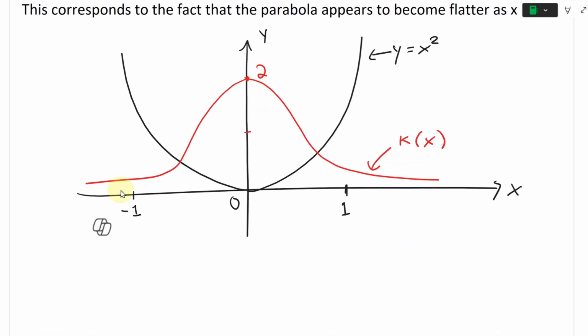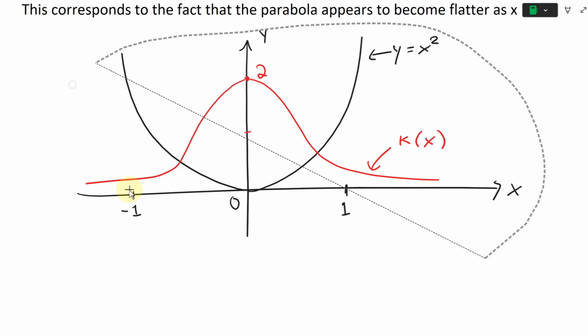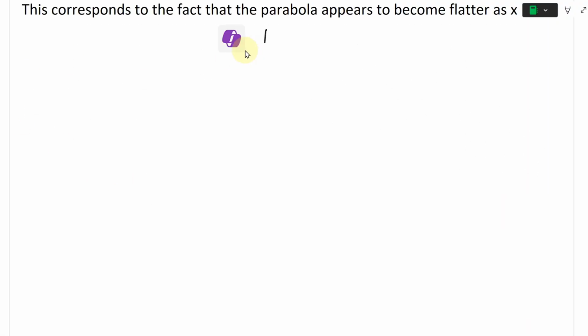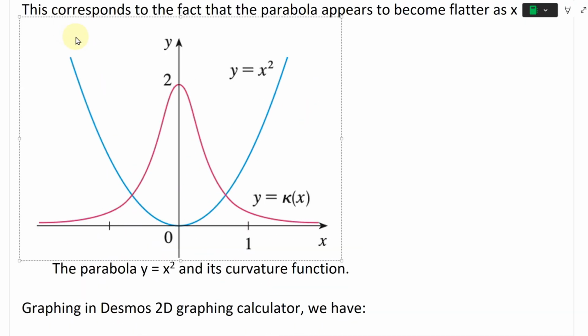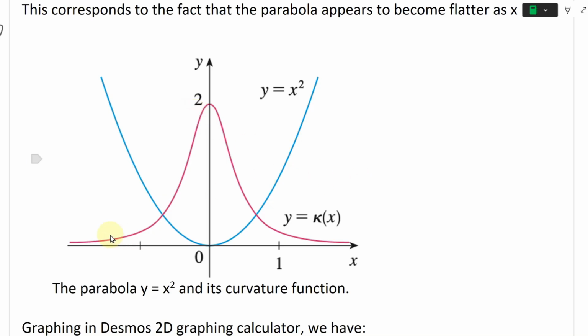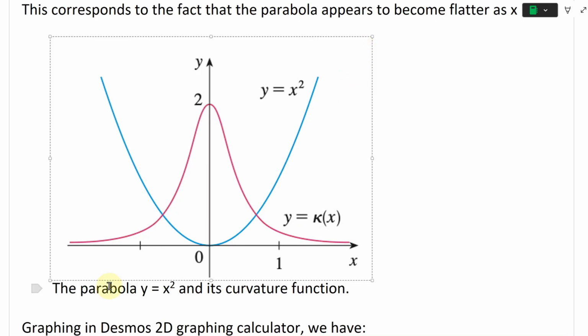And I'm going to erase this and just use a screenshot of the calculus book, because graphing manually is much harder than just using the actual graph. All right, so this is one from the calculus book. Again, it is much sharper up like that and goes back down like that. Fascinating stuff. So the parabola y equals x squared and its curvature function. So there it is, epic stuff.